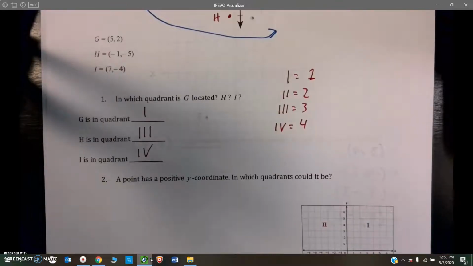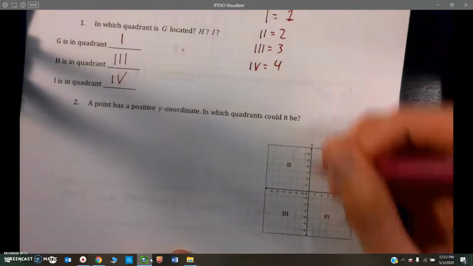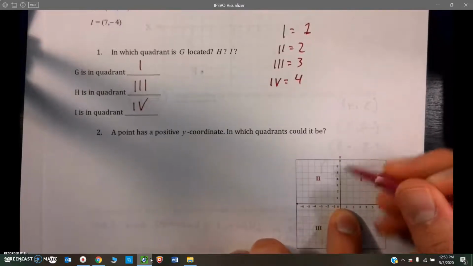And then 4 is 1 for B. Okay. A point has a positive y coordinate. In which quadrants could it be? Well, so here is y. Y is up and down. So if y is positive, then it needs to go up, which is quadrants 1 and 2.